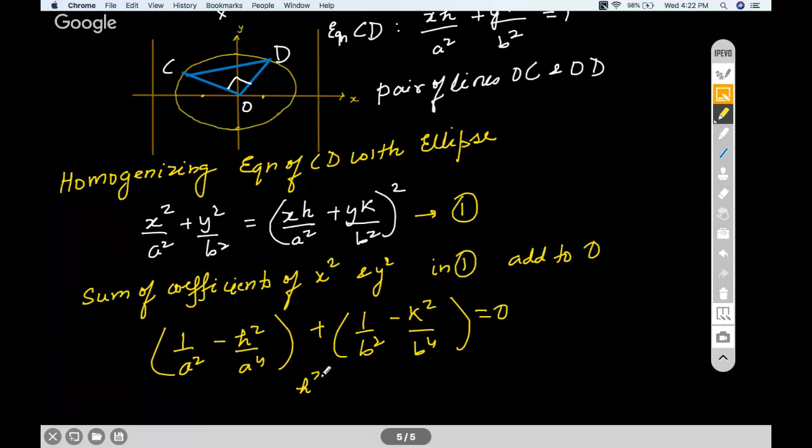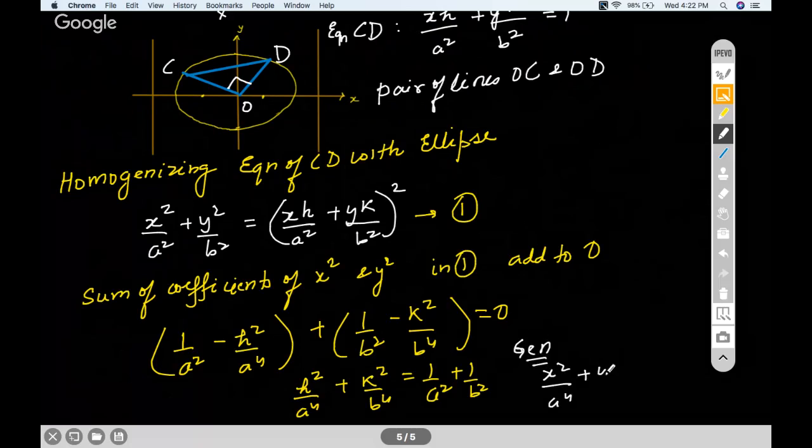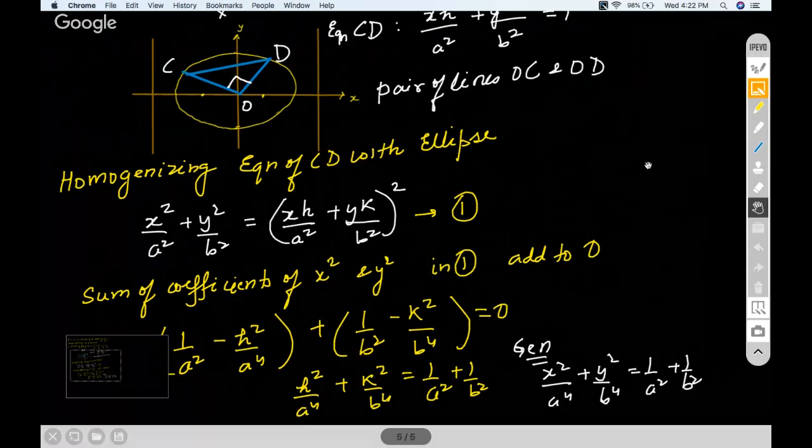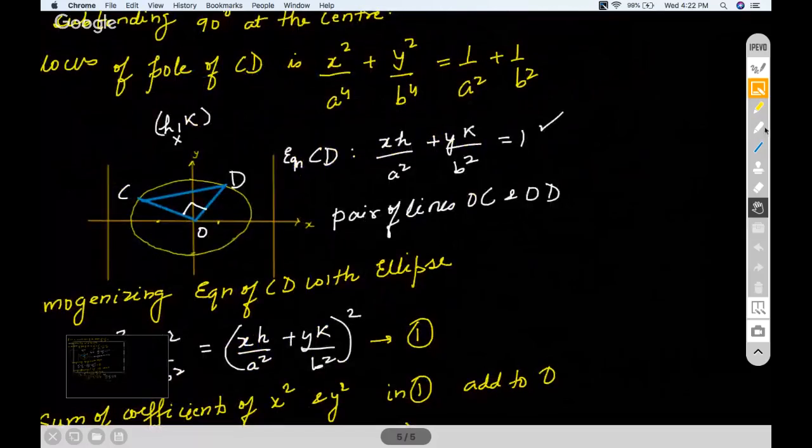So if you write it in a resolved form, you'll find that it actually comes out as the required locus. If you generalize this, it becomes x²/a⁴ + y²/b⁴ = 1/a² + 1/b². And I think this is what we are supposed to prove. As you can see, yes, this is what we are supposed to prove over here.